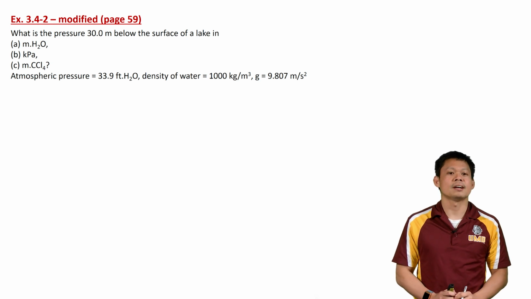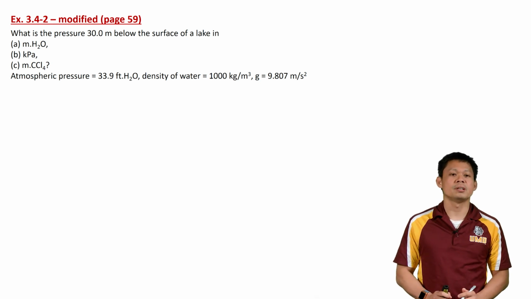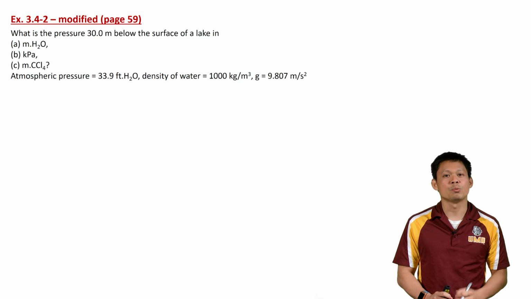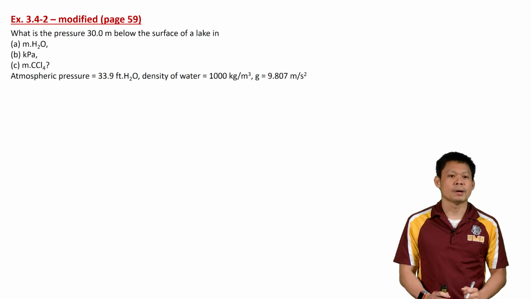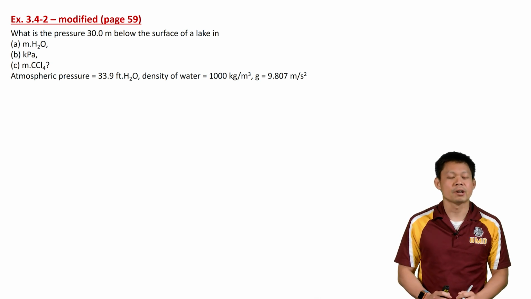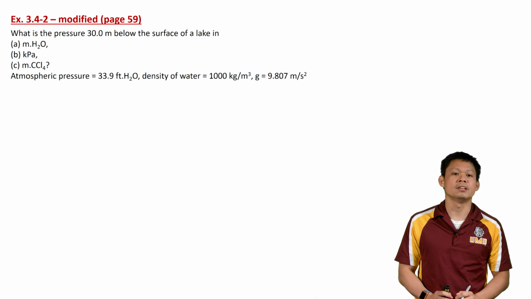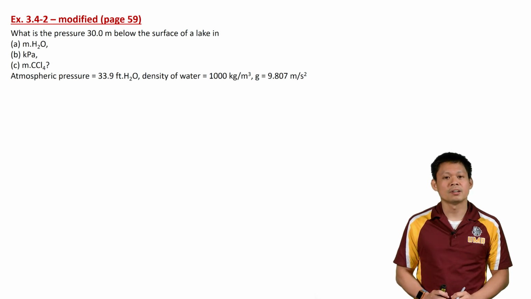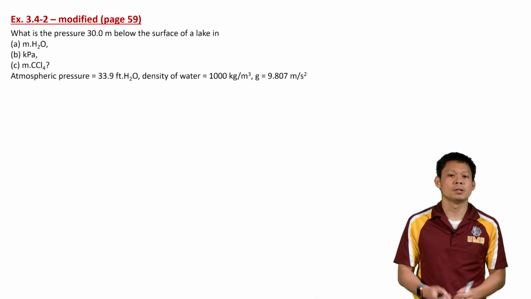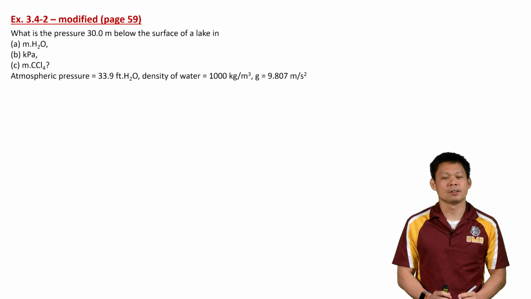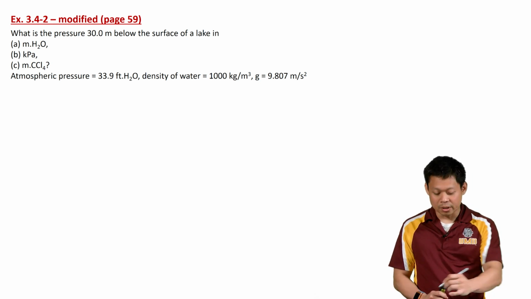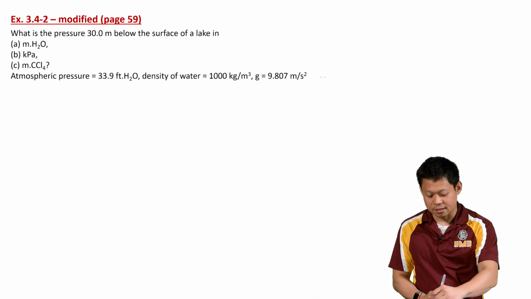So in this question, it's asking simply, what is the pressure 30 meters below the surface of the lake? And we want it in different units. We want it in meters of water, kilopascals, and meters of carbon tetrachloride. We are given that the atmospheric pressure is 33.9 feet of water. We're given the density of water as 1,000 kilograms per meter cubed, and we're given the gravitational acceleration. So simply, what is asked of us in this question?